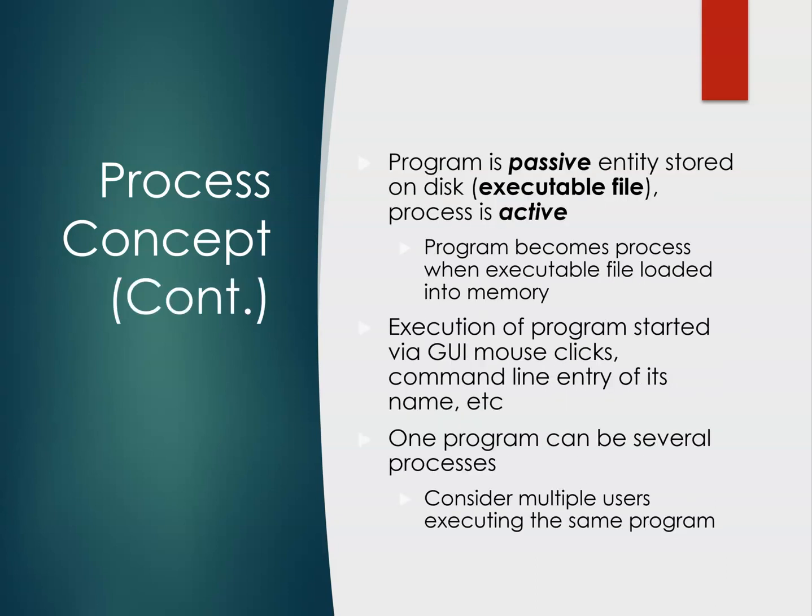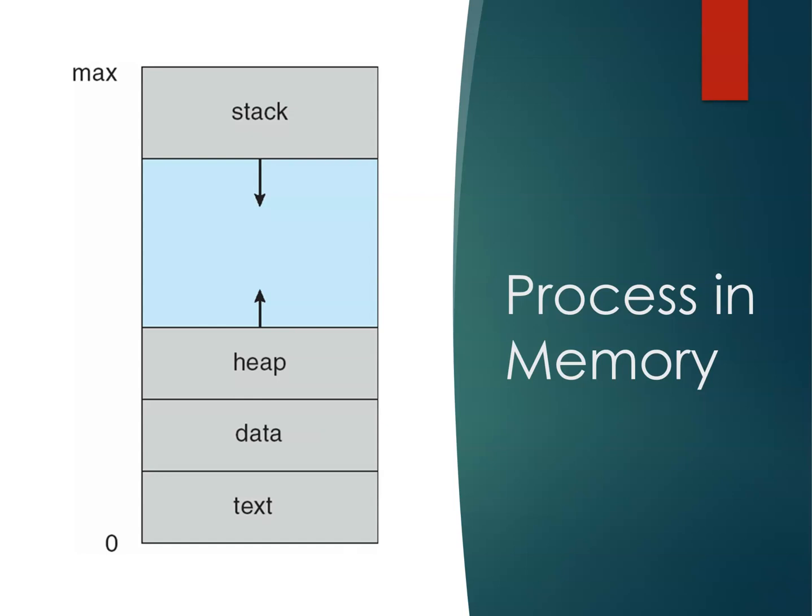A program, however, is a passive entity stored on disk. It's just a file. A process is active. A program is transformed into a process when the executable file is loaded into memory, and then it is no longer just a program. Execution of a program is started via mouse click, command line, and a number of other ways too. A single program can contain several processes. For example, with multiple users executing the same program, each would have its own process. If you look at the task manager in Windows and you're using Chrome, you'll see many processes that are all Chrome.